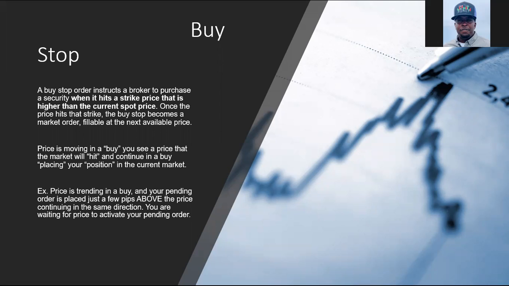This is like jumping into traffic waiting for a taxi. For your example, price is trending in a buy, and your pending order is placed just a few pips above the buy price, continuing in the same direction. You are waiting for price to activate your pending order and pull you into profit in the same trend. That is your buy stop. Price is already in a buy. You place your order just a couple pips above the price to put you in profit and continue the same way for the uptrend. Type a 6 in the chat if you understand that buy stop.